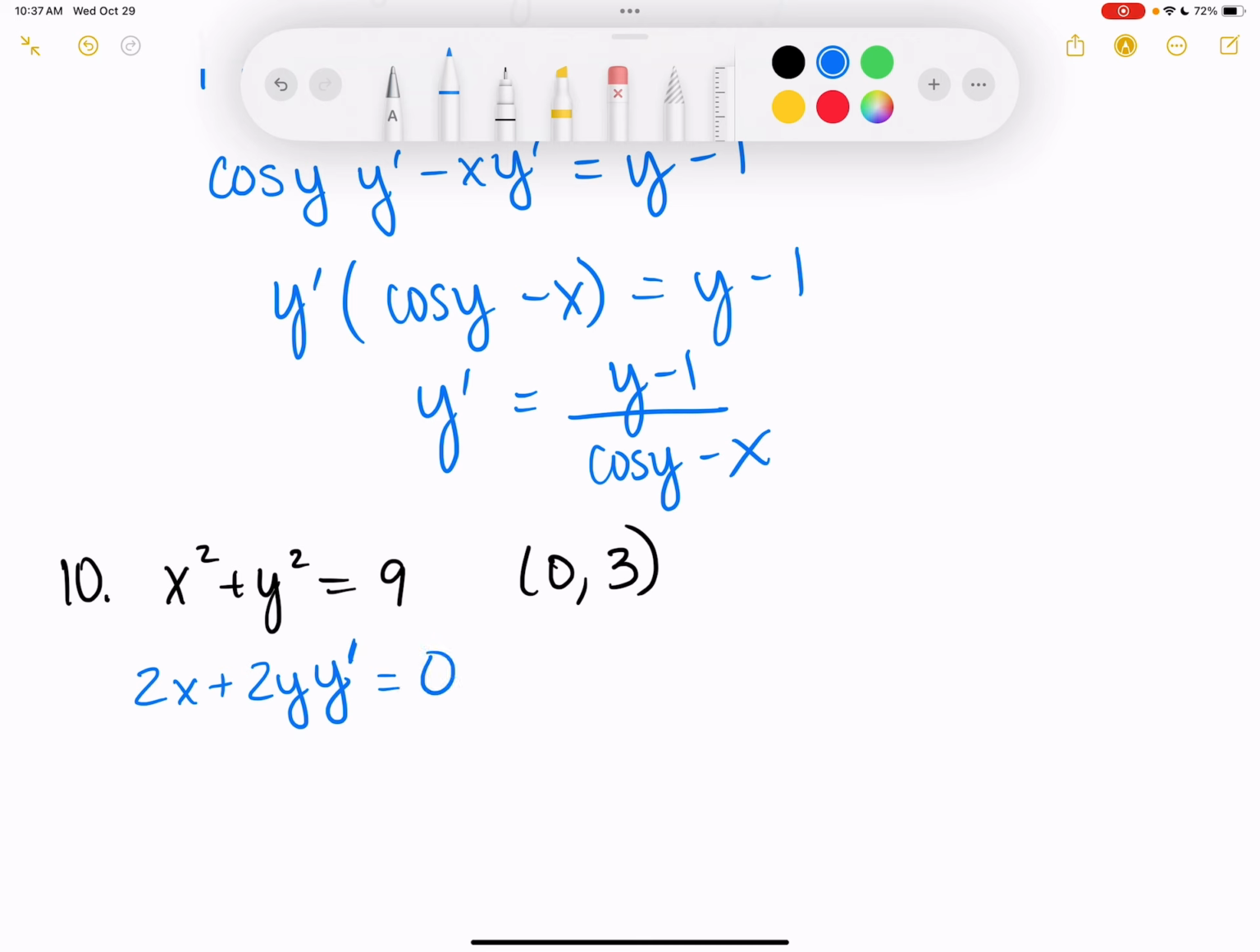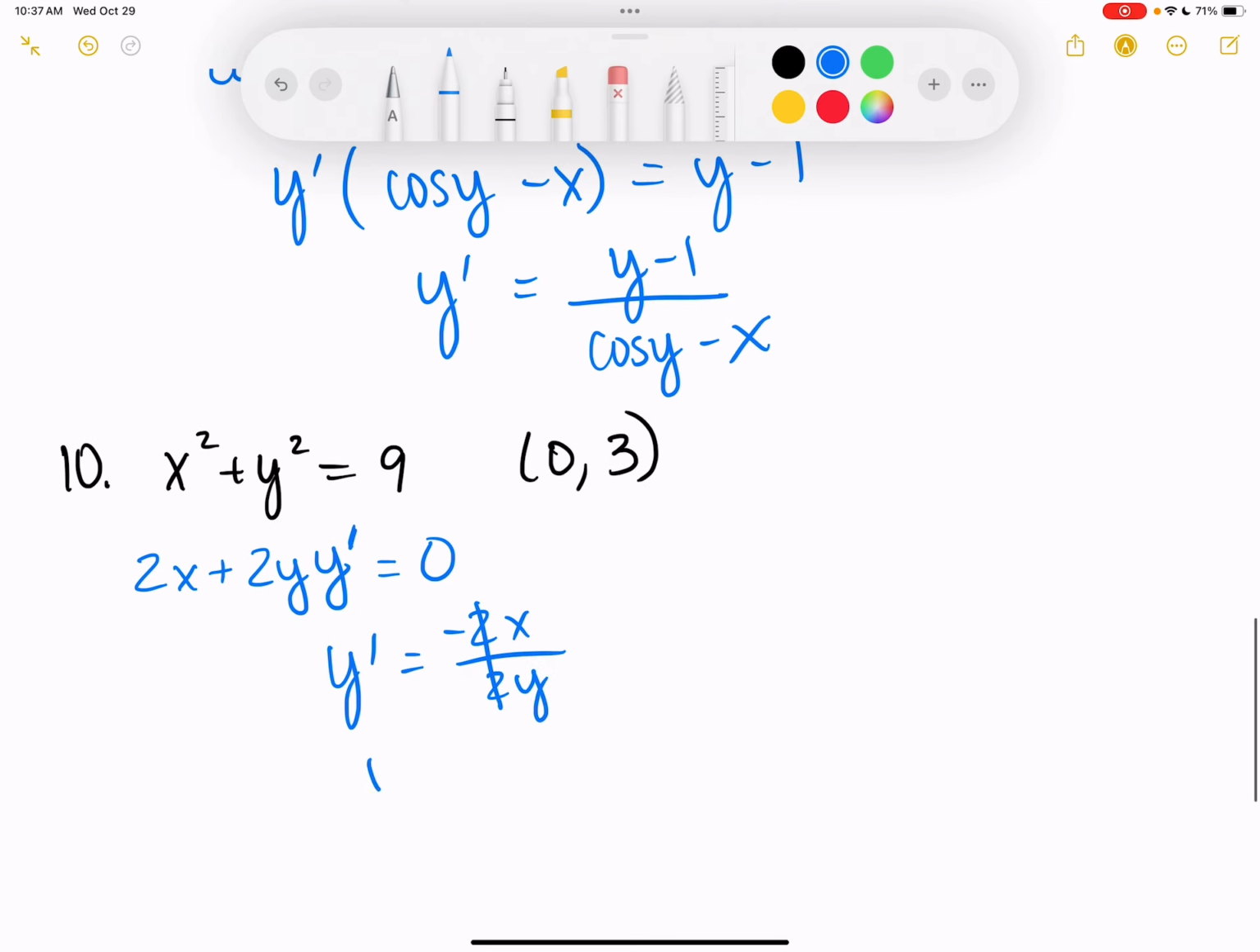Okay. So then I just need to subtract the 2x and divide by 2y. You can do that all in one step. So y prime equals negative 2x over 2y. 2's obviously cancel. So y prime is just negative x over y. And then you can obviously plug in your numbers now. So this would be equal to negative, and then we'd have 0 over 3, which is obviously just 0. So the slope of this line is just 0.